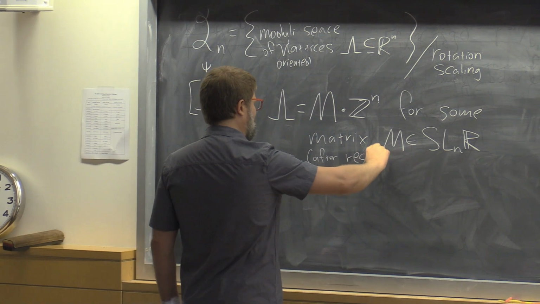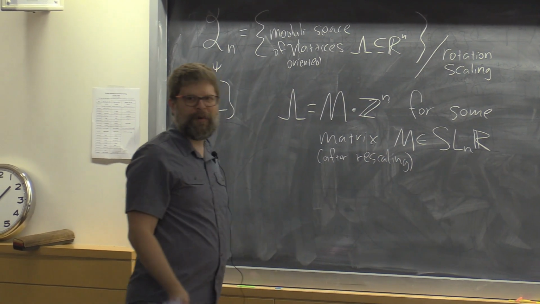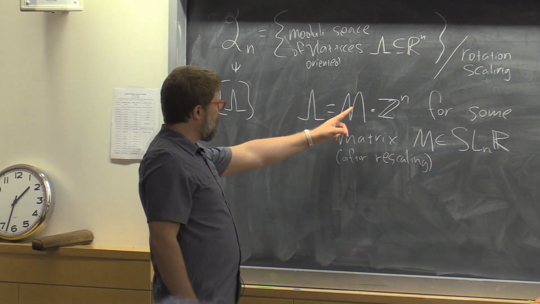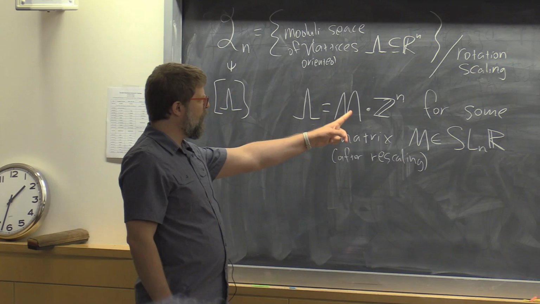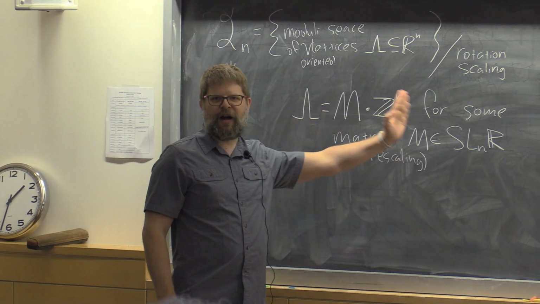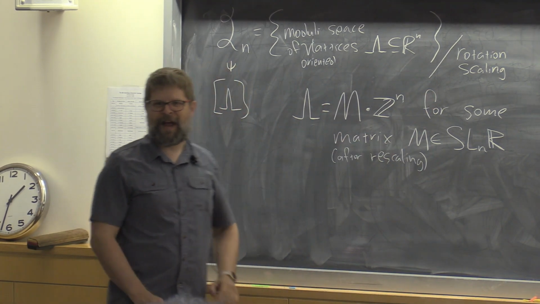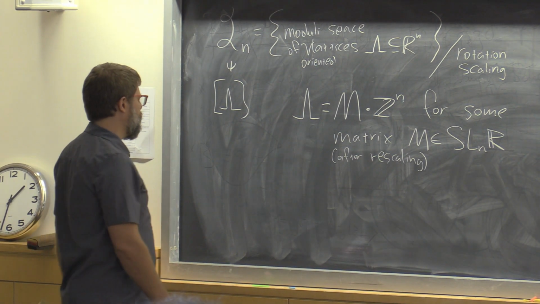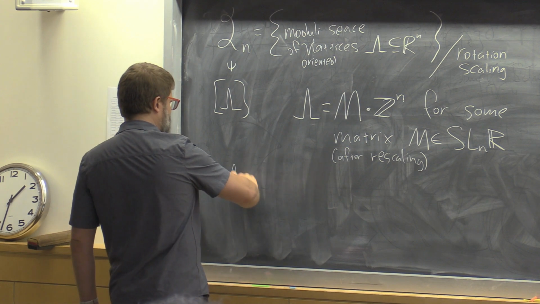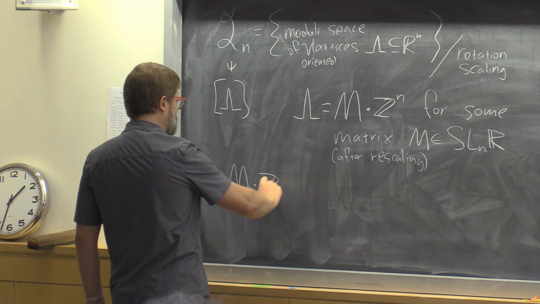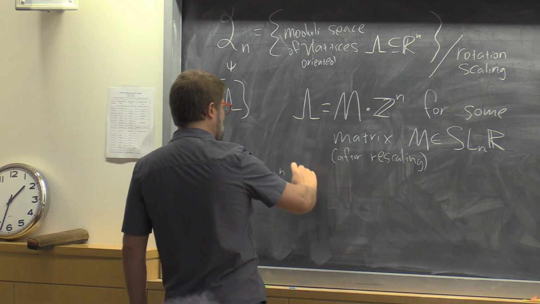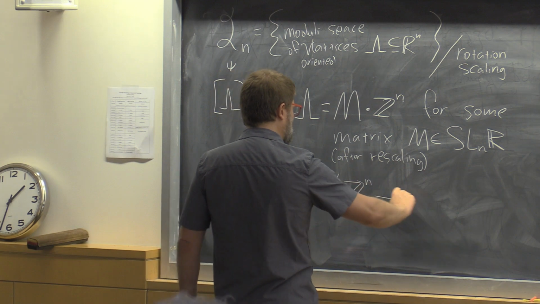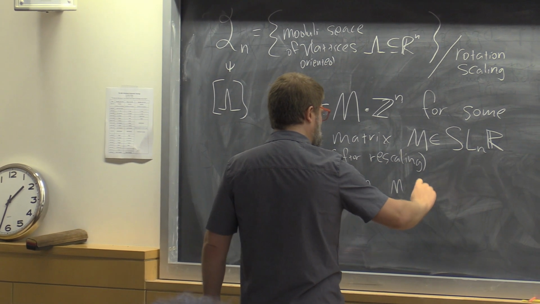Because scaling the lattice just scales the determinant of this matrix. In other words, you take an n by n matrix of determinant 1, and you take the lattice that's spanned by the columns of that matrix. So every lattice can be written in this form. Now, M times Z to the n is the image of the map from Z to the n given by matrix multiplication by M.